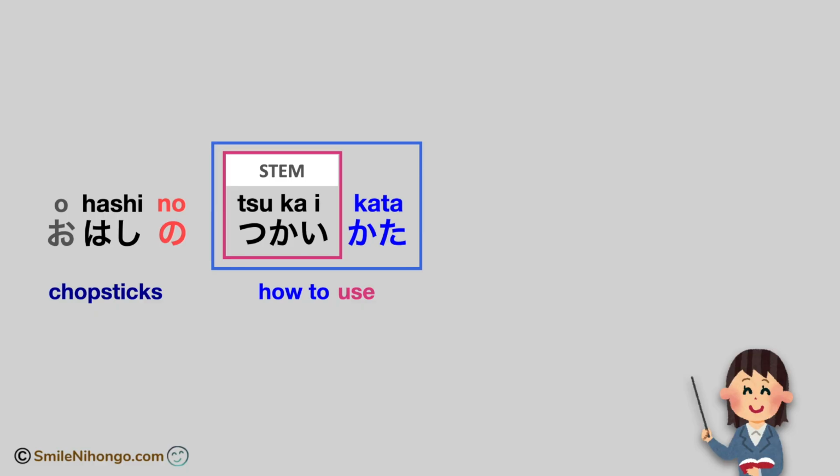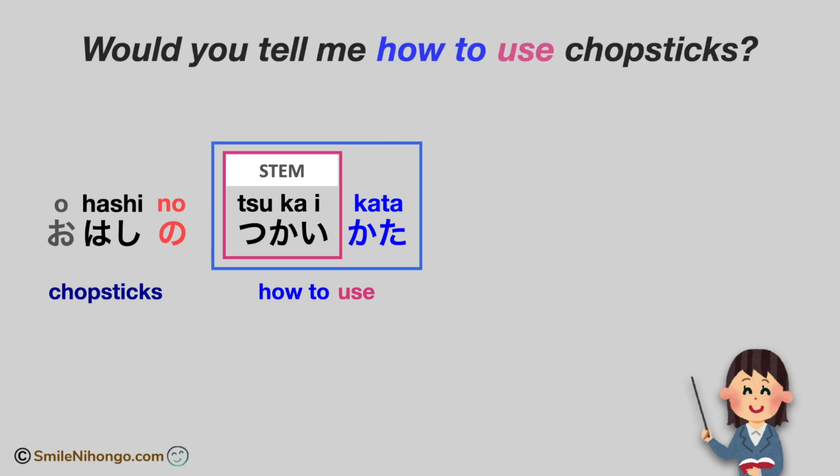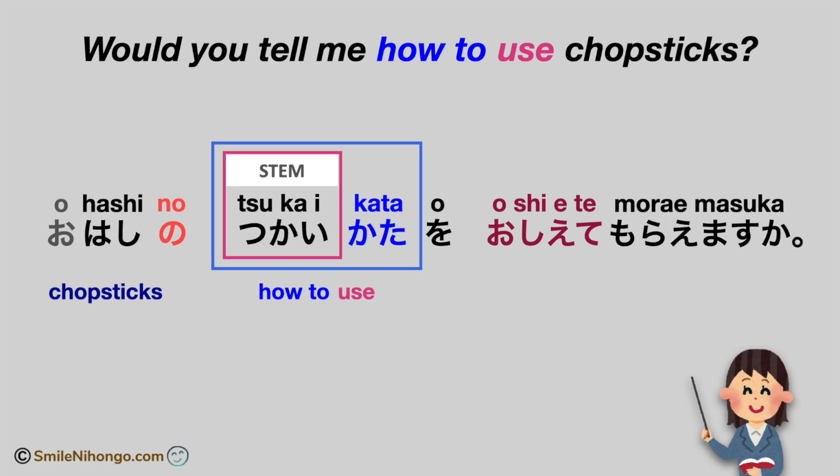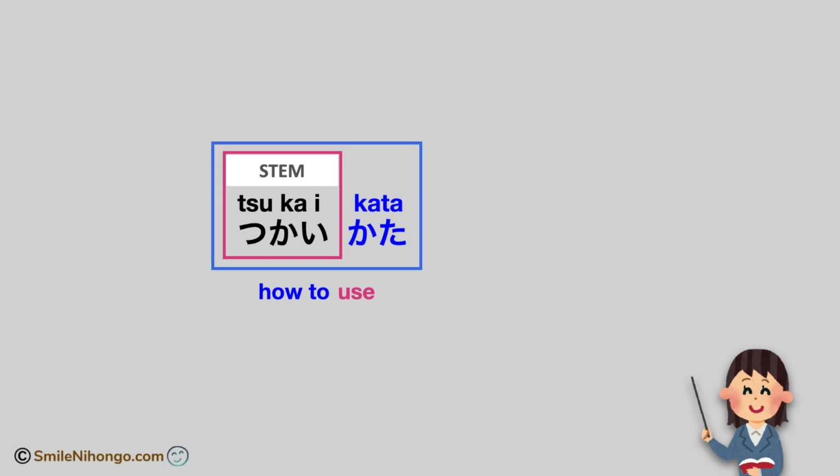We have just used the phrase how to, kata, in the previous session for pronunciation. For instance, how to use chopsticks is お箸の使い方。So, to request, would you tell me or teach me how to use chopsticks? You have to say, お箸の使い方を教えてもらえますか? In this lesson, I'm going to focus on this expression, kata, and get into a more detailed explanation as to how to use this phrase.